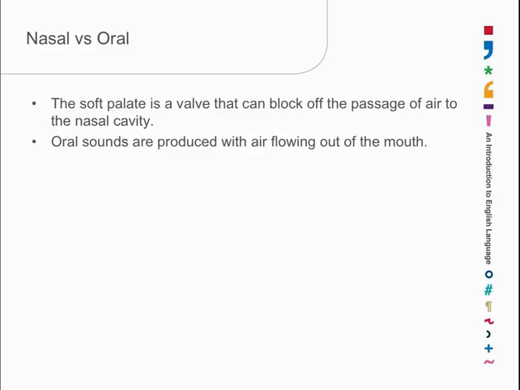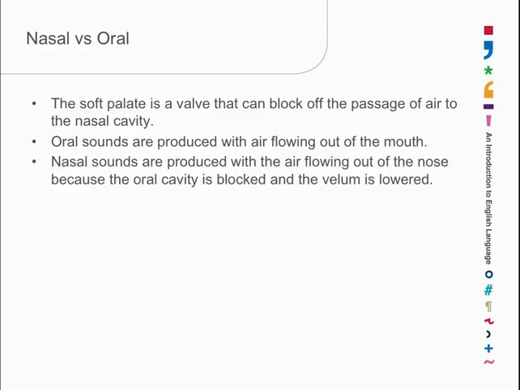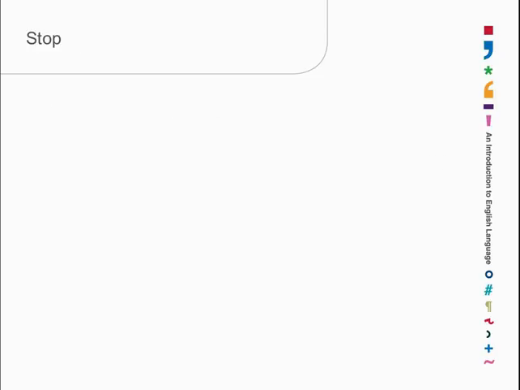Well, oral sounds are produced with air flowing out of your mouth, and nasal sounds are produced with the air flowing out of your nose. Well, it will only flow out of your nose when the oral cavity is blocked and you have the soft palate lowered. The velum is lowered, allowing the air to escape out of your nose. Well, what sort of nasal sounds are there? Well, English has three of them: m, n, and ng, spelt ng, but it's only one sound.